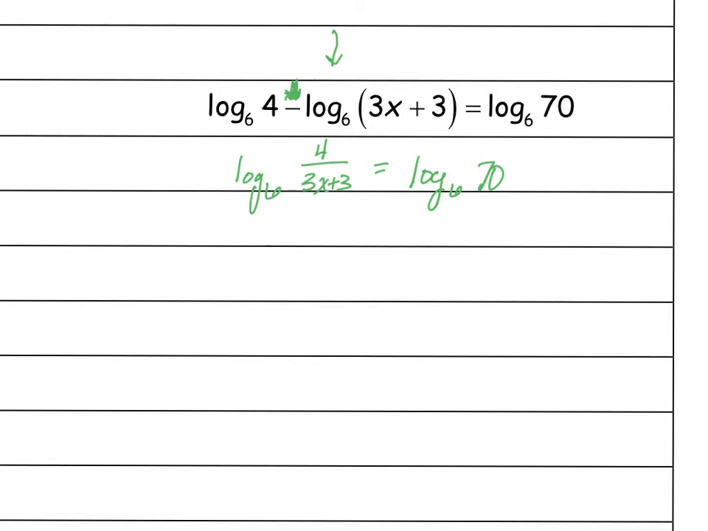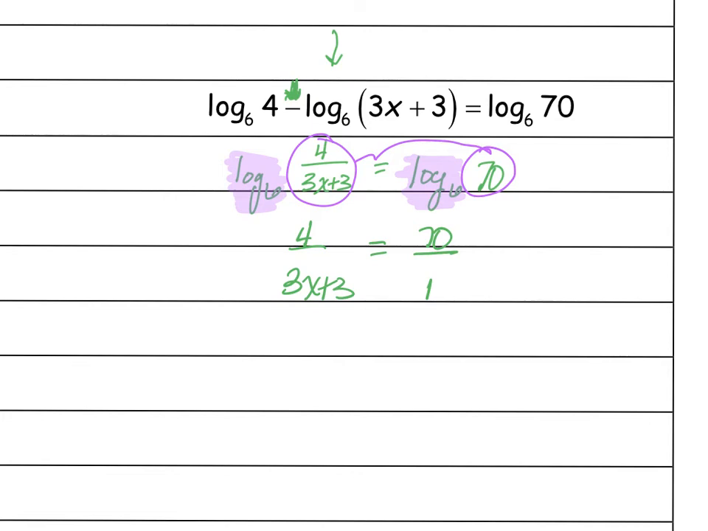And then the rule says if I have 2 logs, one on either side of the equal sign, and they have the same base, right? So I have 2 logs, one on either side, and that's all I have. There's nothing else. Then this equals this. So I'm going to rewrite this as 4 over 3x plus 3 equals 70 over 1. So now I have a fraction equaling a fraction.